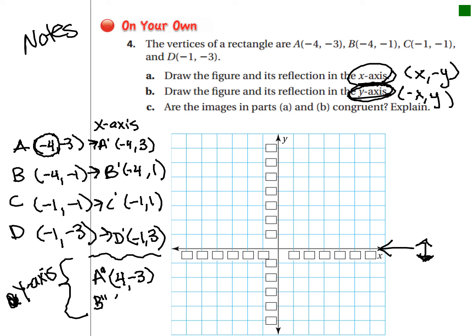B's image, double prime. Take the opposite of -4, which will become positive 4, and -1. C's image, we're going to take the opposite of -1, which is positive 1, and -1 stays the same. And D's, let me see if I can fit that on there. D's, the opposite of -1 is positive 1, comma, -3. All right, let me graph these really quick so you can see.